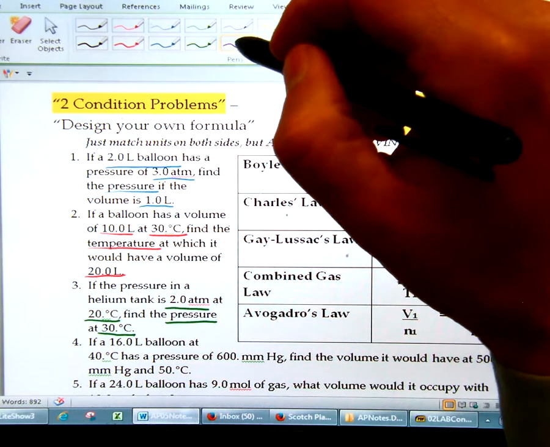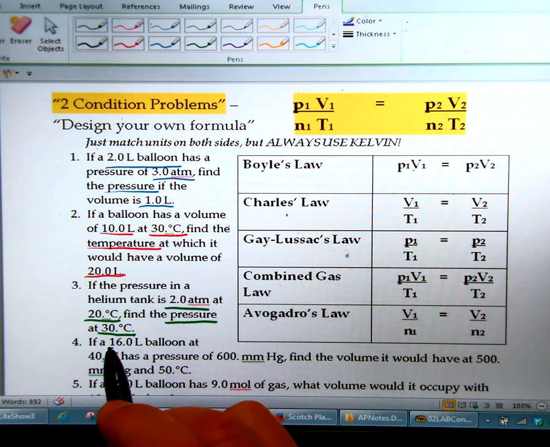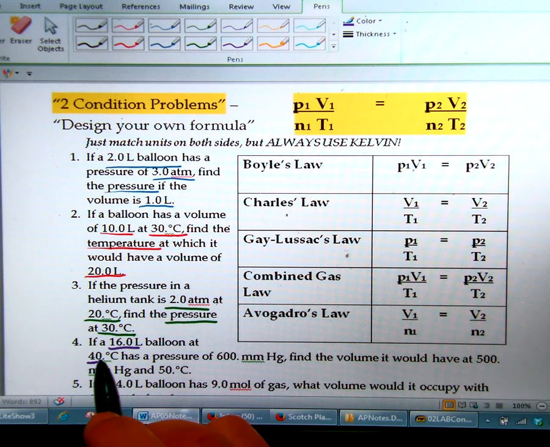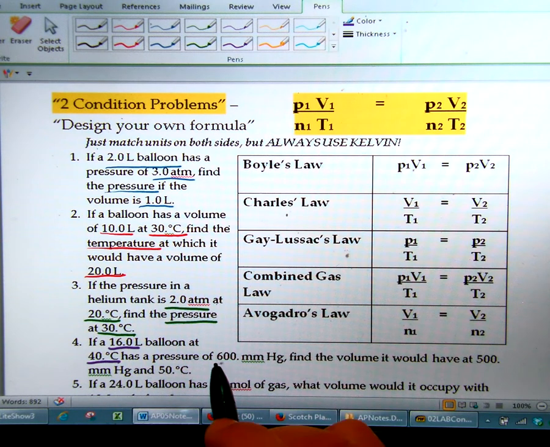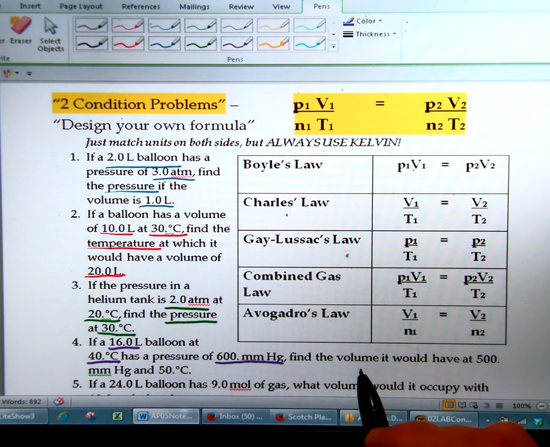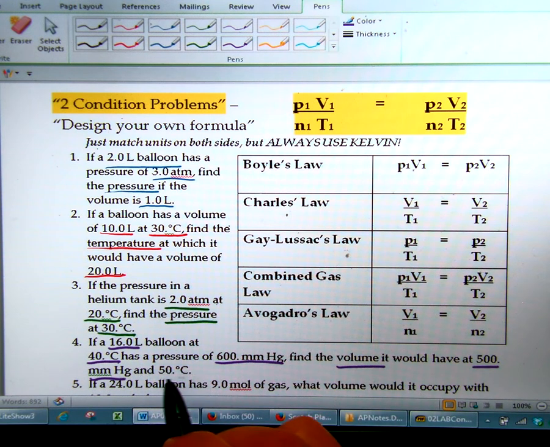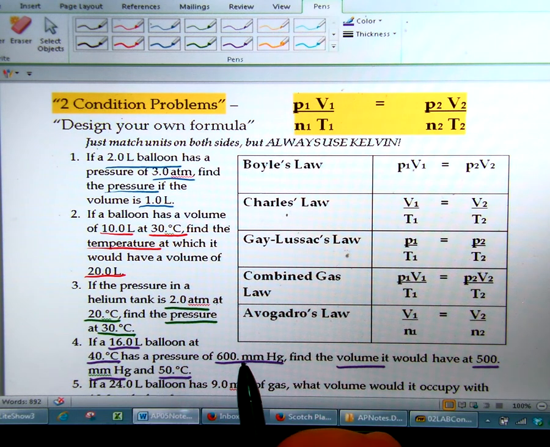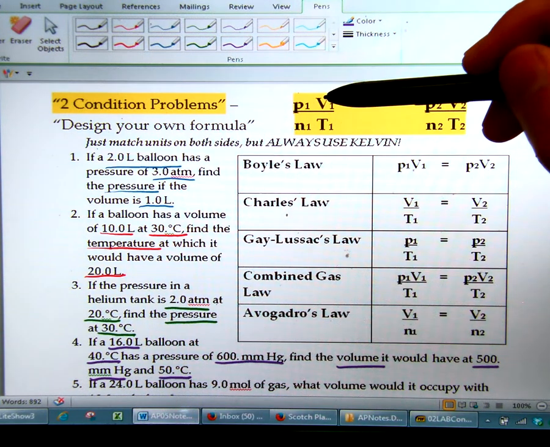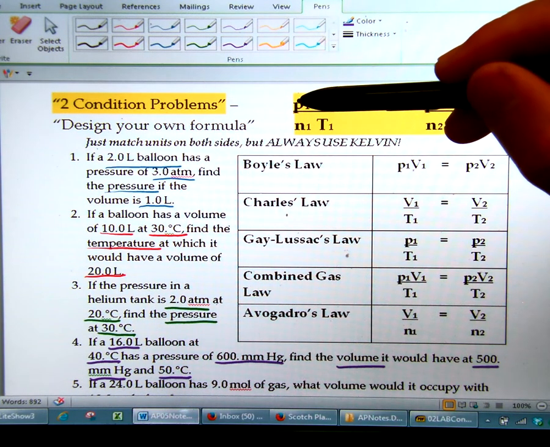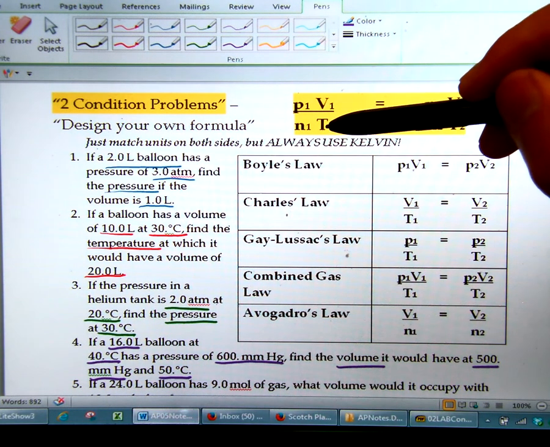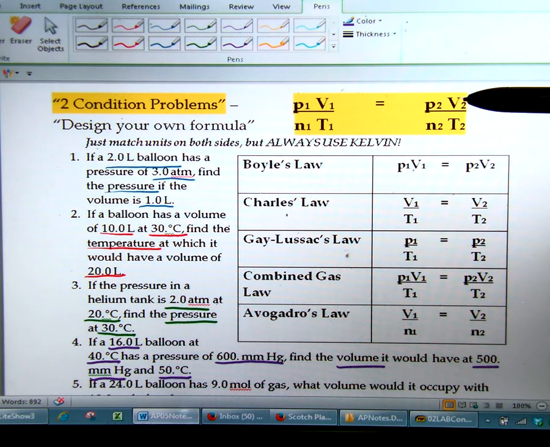Okay, for number 4, you're going to see that you have a volume of 16 liters, a temperature of 40 degrees Celsius, and a pressure of 600 millimeters of mercury. And now you're going to have a new volume and a new pressure and a new temperature. So it's volume, temperature, and pressure. So you have to go over here and design a formula which is P times V over T equals P times V over T, which is right here.